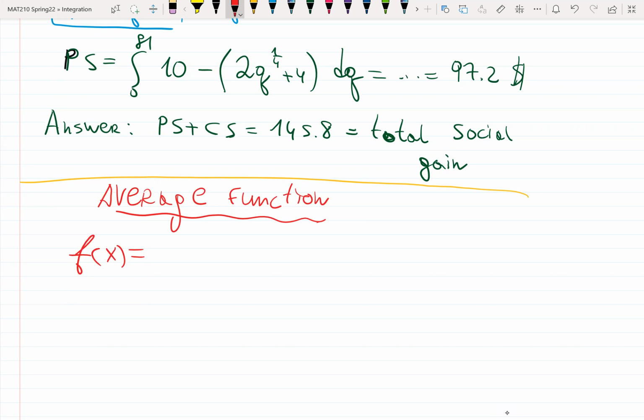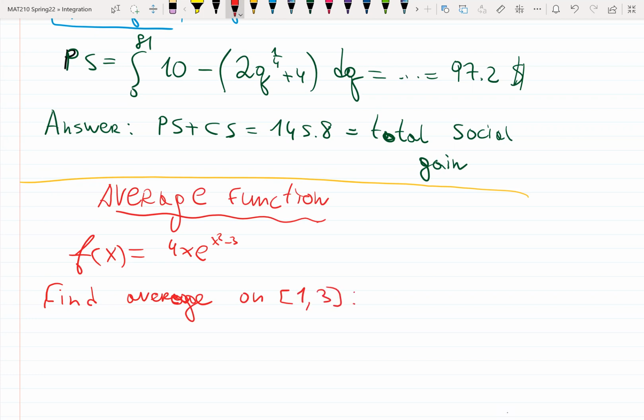This one. Yeah, this is a good one. 4x e to the x squared minus 3. Find the average on, let's say, 1, 3.